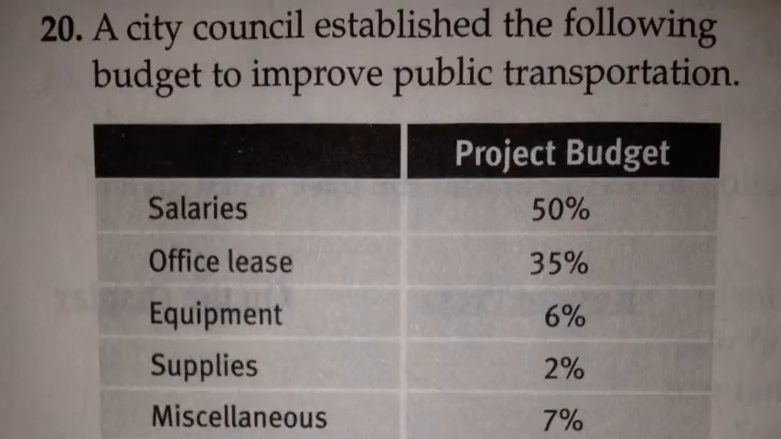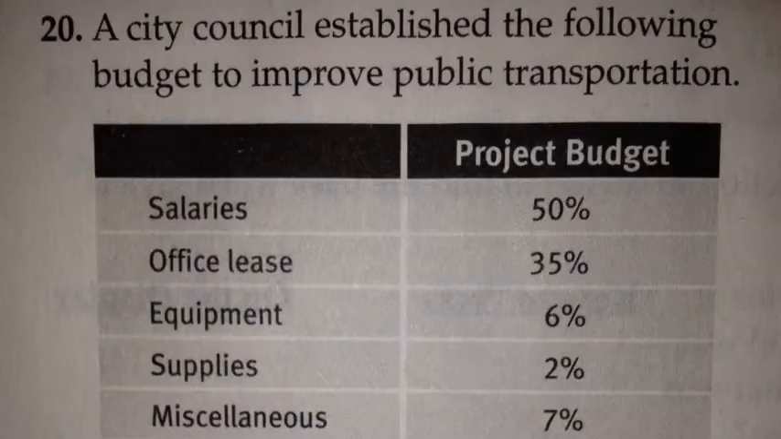Question number 20. A city council established the following budget to improve public transportation. Salaries 50%, office lease 35%, equipment 6%, supplies 2%, miscellaneous 7%. So here is what they did.